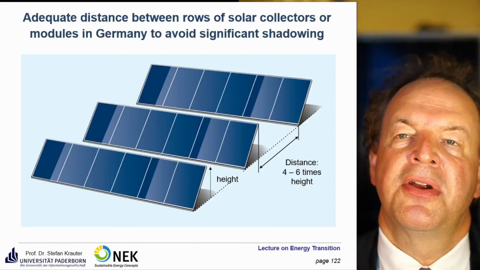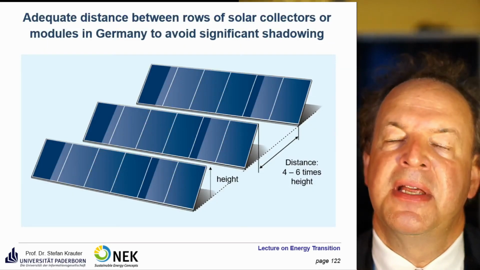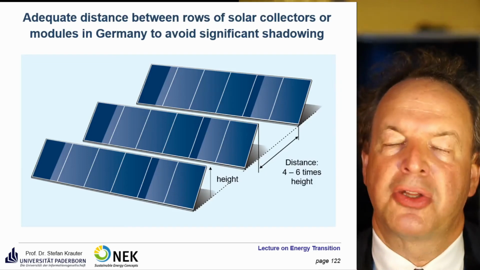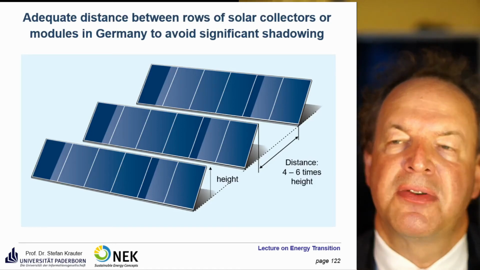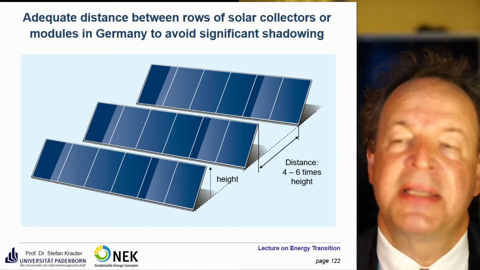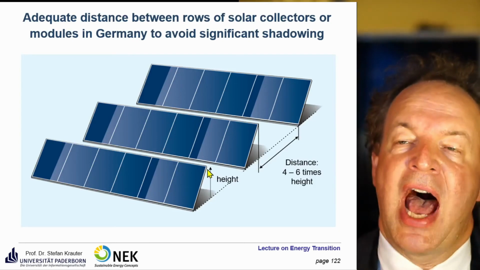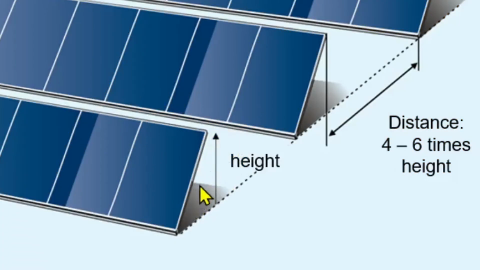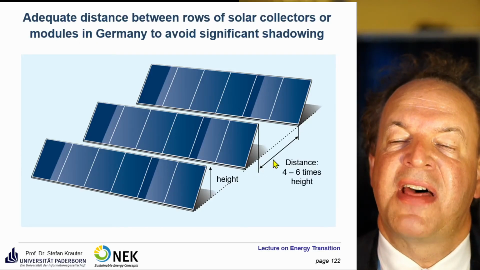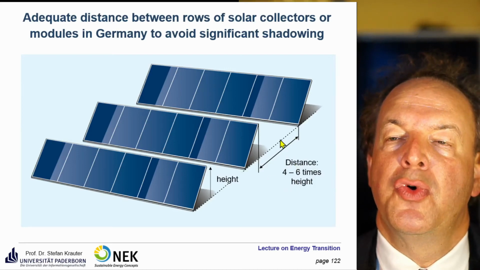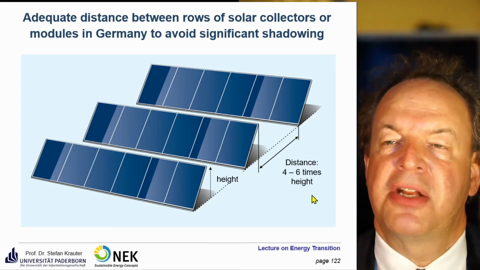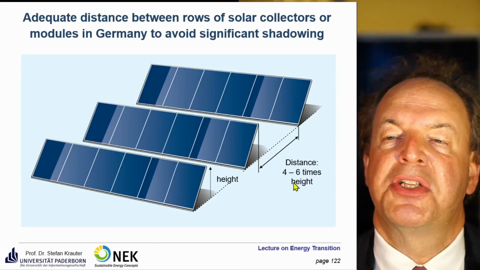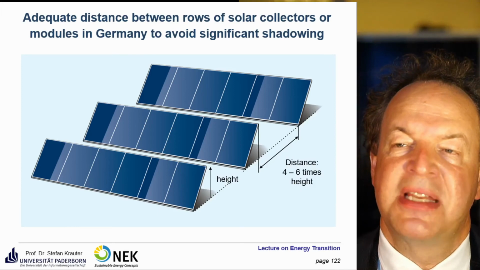Also, you have to consider the adequate distance between the rows of different solar collectors, not considering only one single receiver. You always have rows of receivers for a big power plant. And then you have the height. The height gets higher as you increase the elevation angle of your receiver. And the rule of thumb in Germany, for a good compromise between area use and losses by shadowing, is to choose a distance in the vicinity of 4 to 6 times the height.